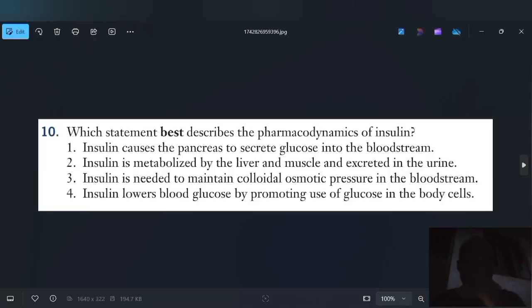So ladies and gentlemen, next we are gonna go through type 2 diabetes and diabetic drugs. You have to master that pharmacology.